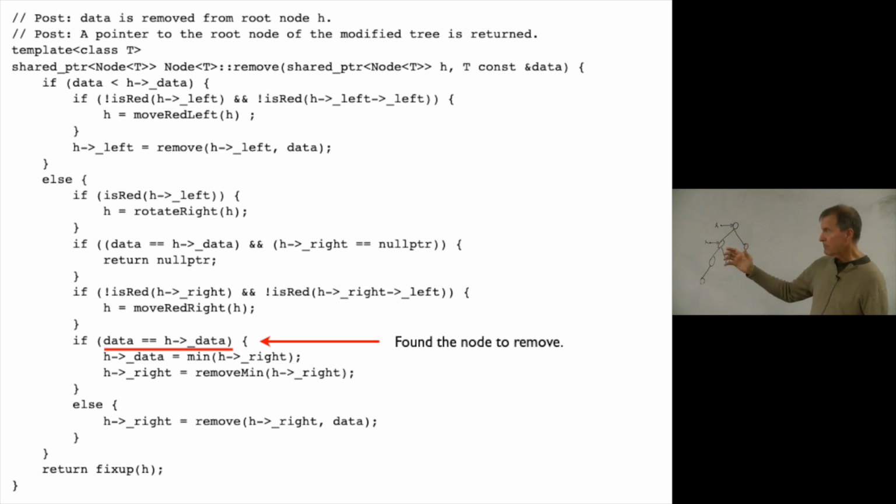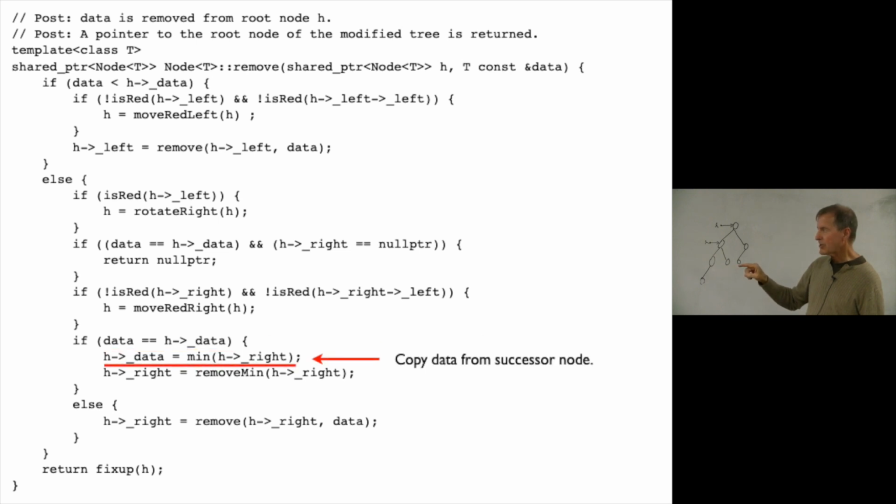So that's a possible adjustment, but now here, regardless of whether we do that or not, now we found the node to remove. Now check this out. So what do we do? H arrow data gets what? So that's copying the data up. You see, look, the minimum of what? The right. H arrow right. So it takes the minimum of the right. Okay? Are you with me? So it copies that data, that's the min from the right, so it will copy that into H arrow data.